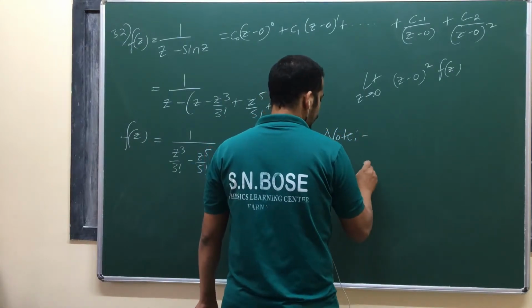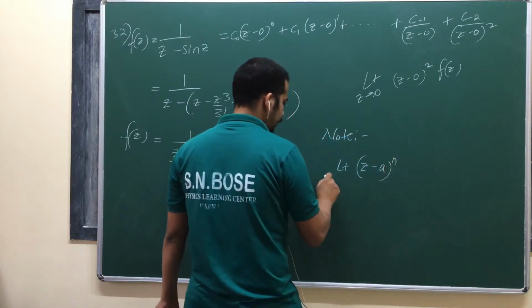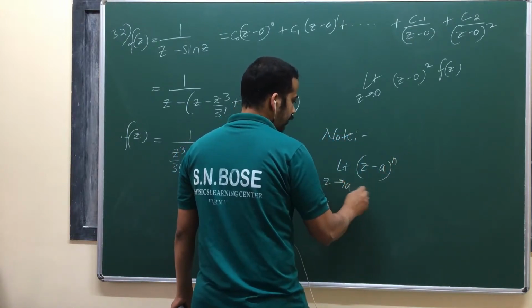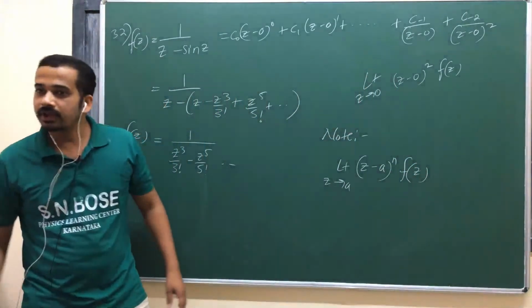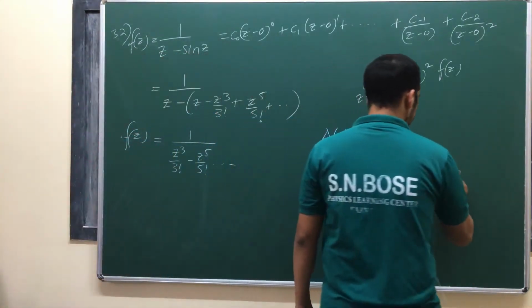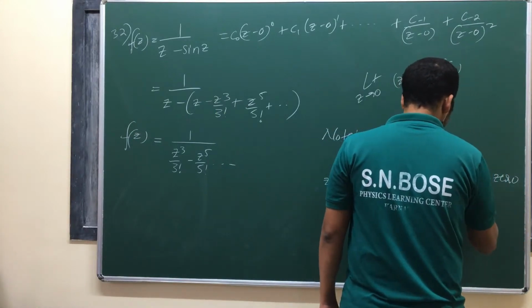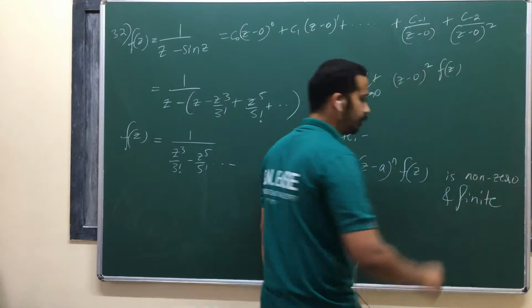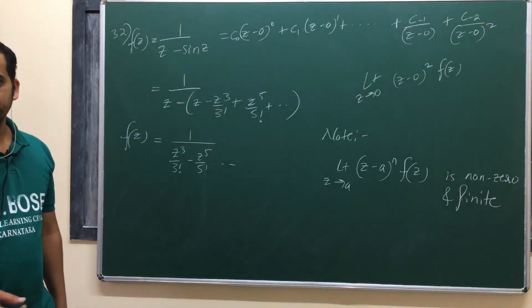So if the limit as z tends to a of (z minus a) to the power n times f of z, if this limit is non-zero and finite, speak up.